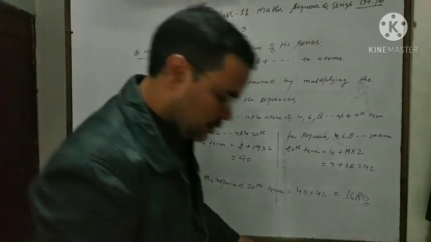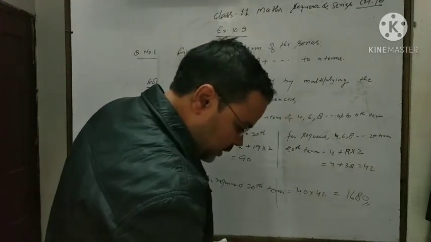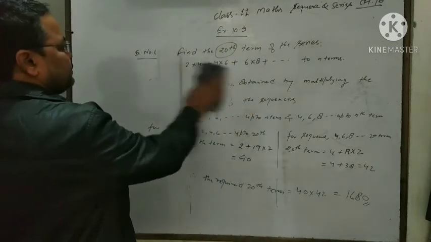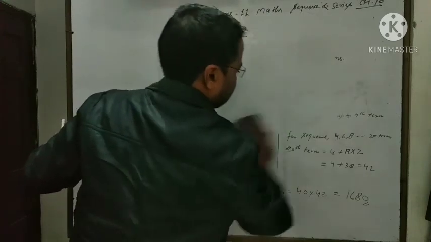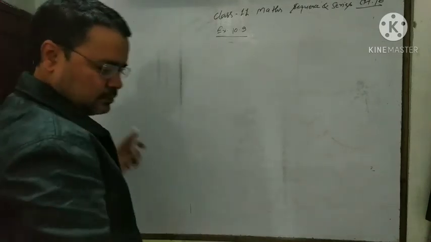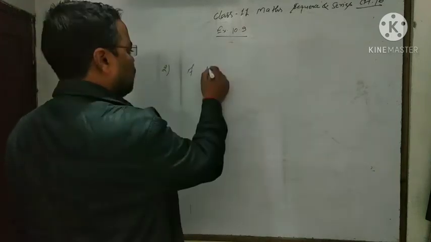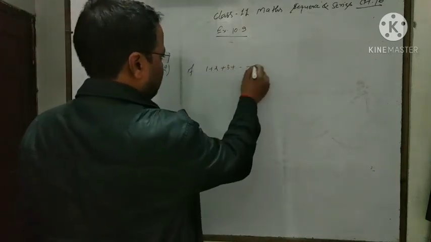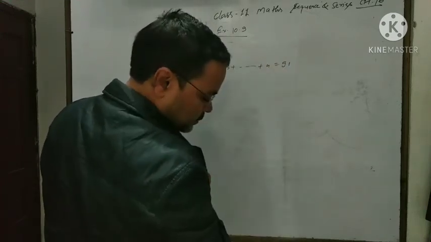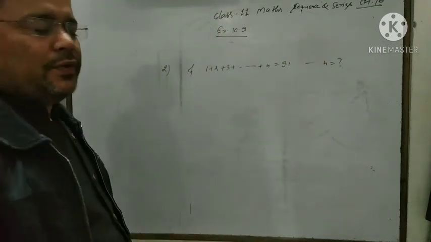Now let us see question number 2. The question is: 1 plus 2 plus 3 plus up to n is equal to 91. Find the value of n. Then n is equal to what? It means we have to find the value of n.